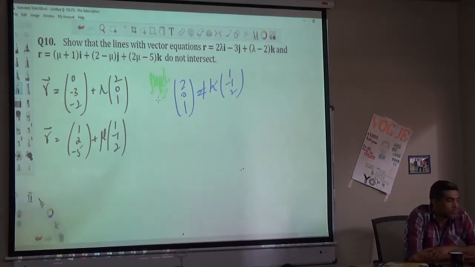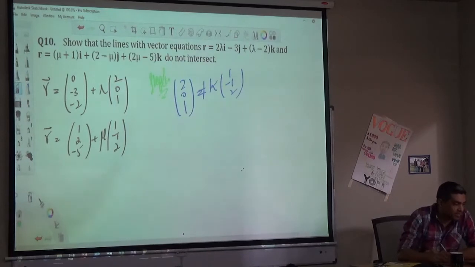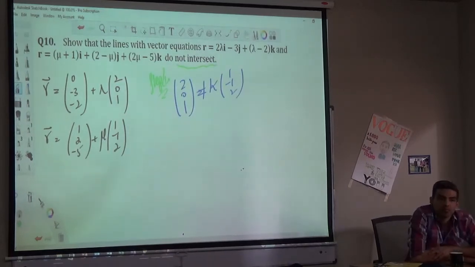To show whether they intersect or do not intersect, we will attempt to solve both equations simultaneously.